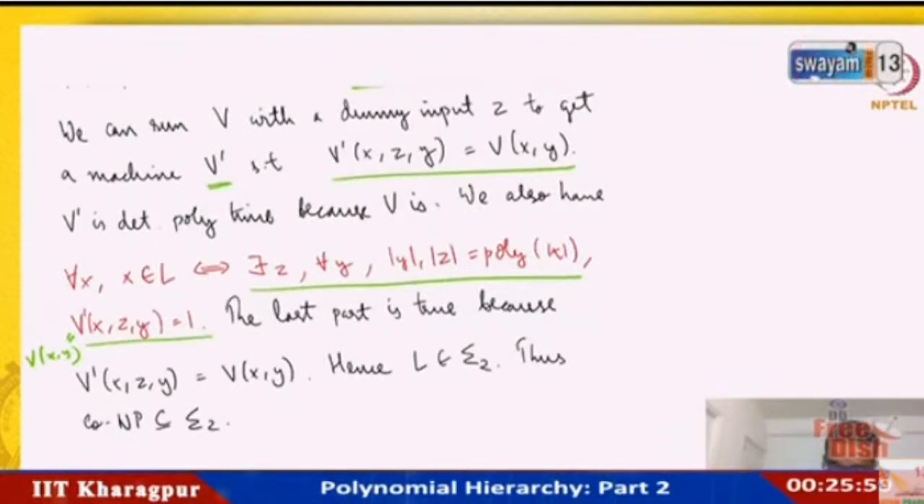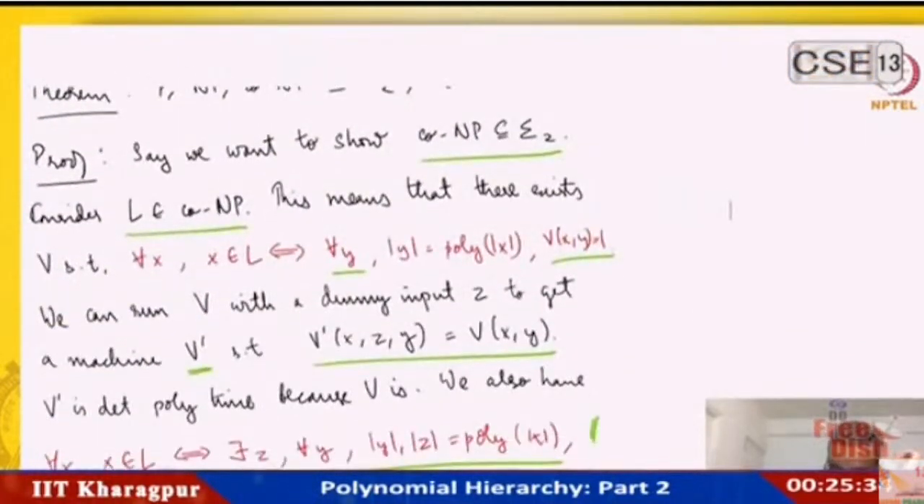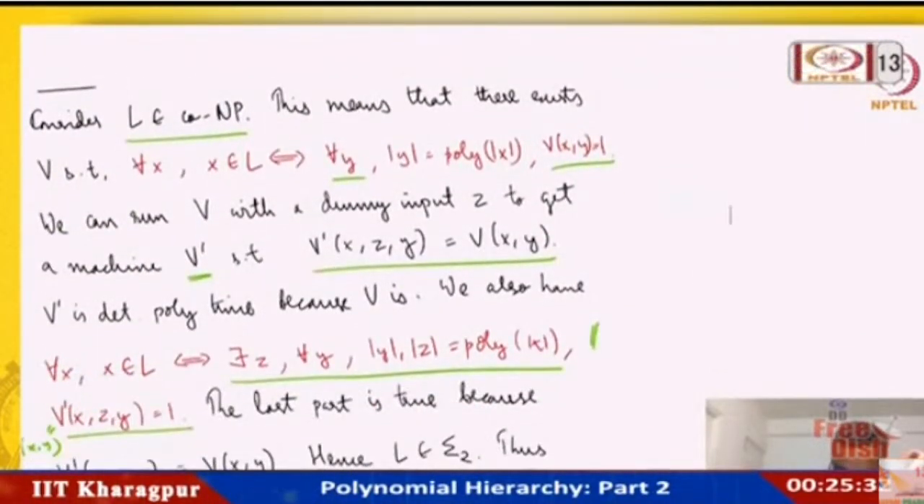Hence, the statement that is underlined over here is characterizing L in the form of a sigma 2 language, right? So I have there exists followed by for all. So simply coNP is in sigma 2. So coNP has this characterization with for all. We needed a there exists, so we put the there exists by a dummy variable.